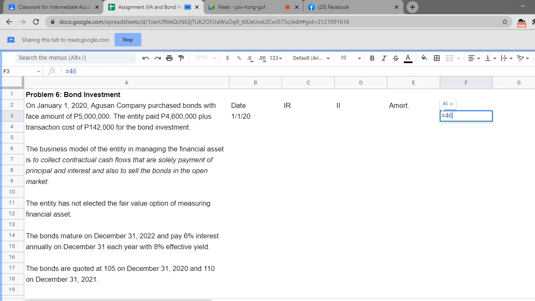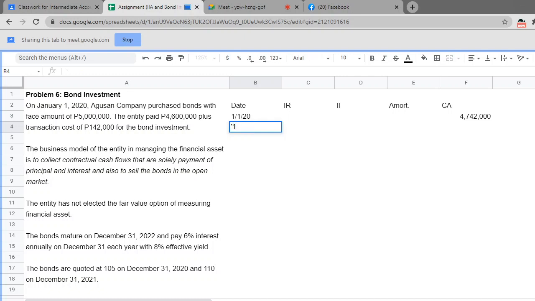Yes. In this case, the initial measurement is purchase price plus transaction cost, except if you use fair value through P&L. If fair value through P&L, the transaction cost goes straight to expense. Expense immediately. But this time, this is not P&L. This is OCI, so add. Therefore, our carrying amount would be 4,742,000.